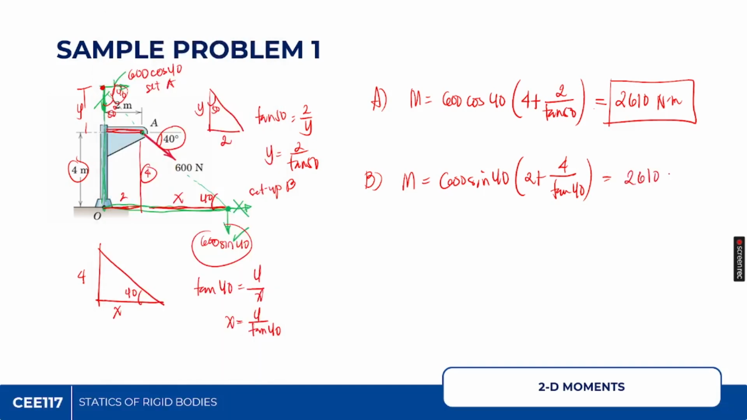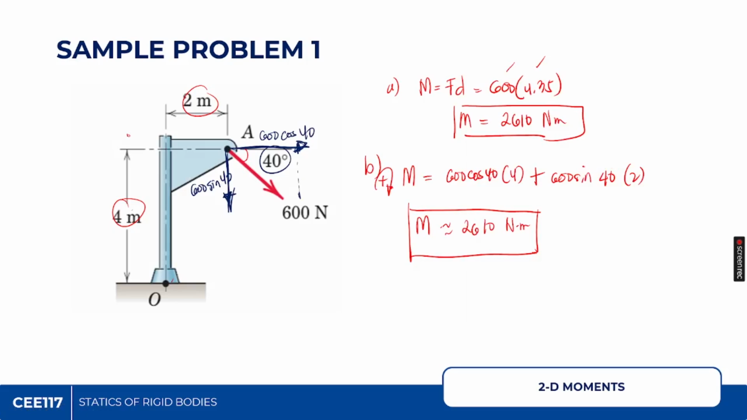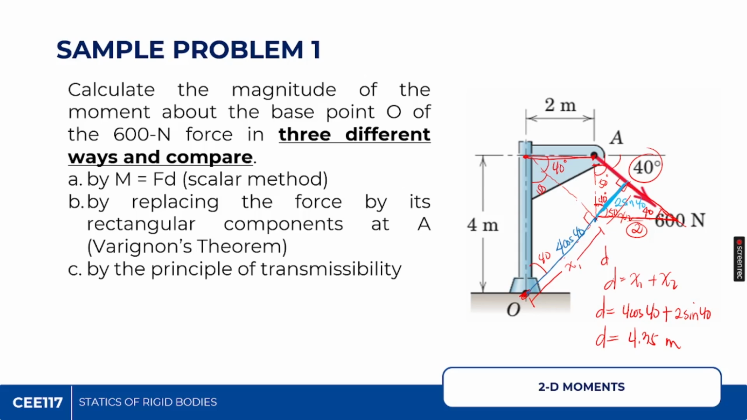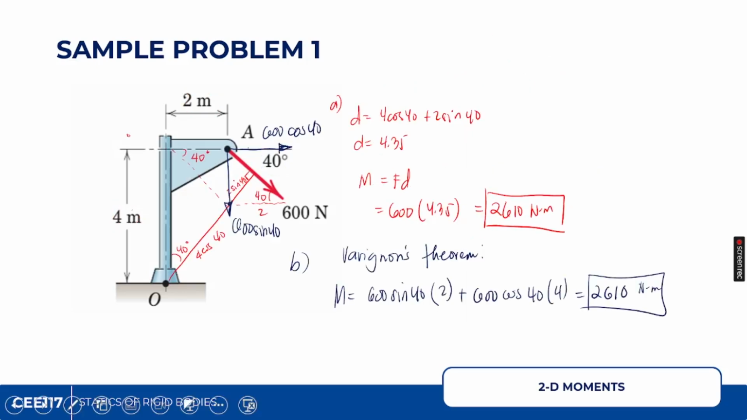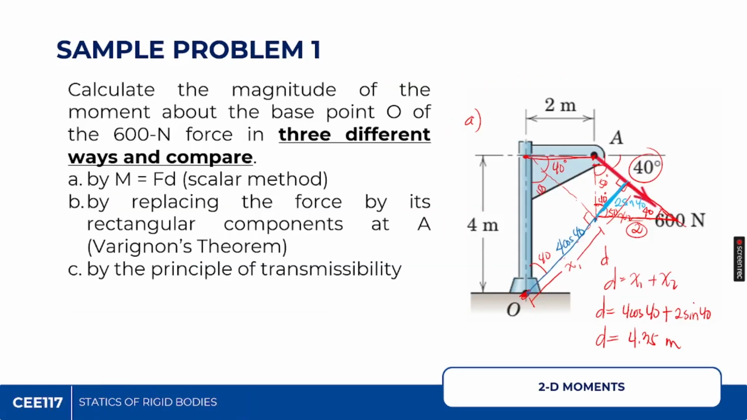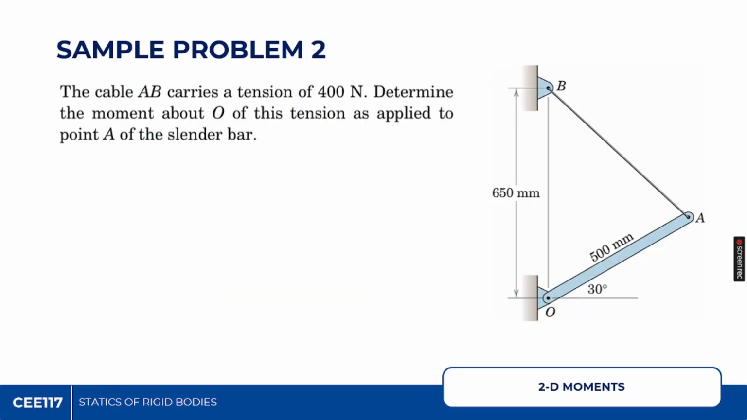So, nakita nyo dito, using different methods, we can solve this problem. Okay? So, ano ba yung mas madali? Di ba, Varignon's theorem? Mas madali yung Varignon's theorem because for perpendicular distance, for this case, letter A, mahirap kasi if ever na hindi mo master yung trigonometry. Pero with Varignon's theorem, madali lang. Okay? And also with translating the force, or principle of transmissibility. So, let's continue. Problem number 2.